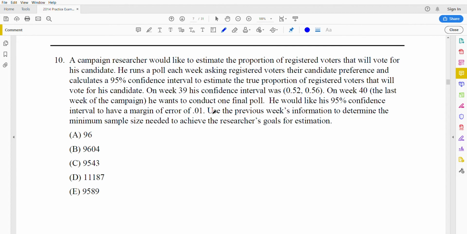Today I'm looking at question 10. This is a pretty complicated question, and if you were to do it the traditional way of using algebra, it would take you a long time. So I'm going to show you a different method to solve this one.